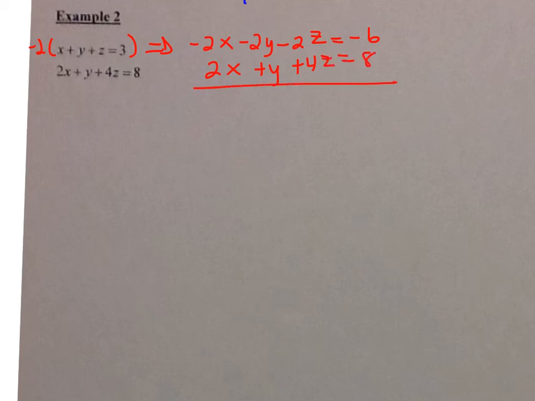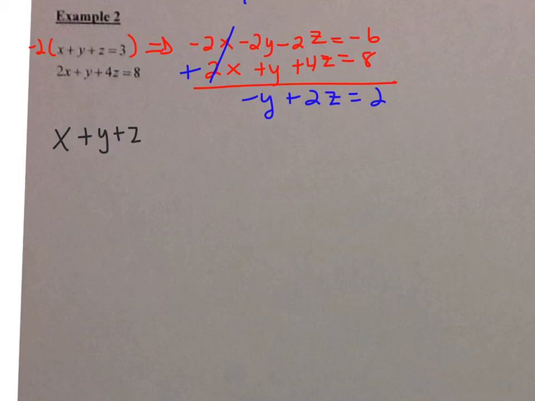Now we're going to add them together. So the x's cancel. So negative 2y plus y is negative y. Negative 2z plus 4z is 2z, equals negative 6 plus 8 is 2. All right, so now I have x plus y plus z equals 3. And now my new equation is negative y plus 2z equals 2.